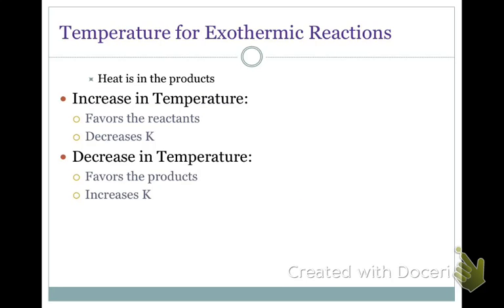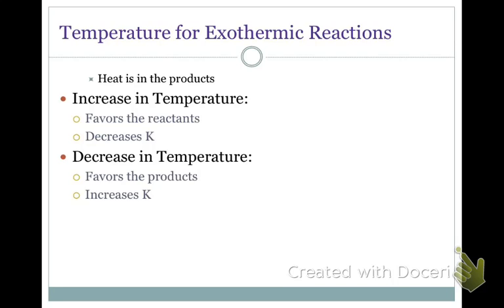So here we're going to talk about temperature. So for exothermic reactions, the heat is in the product. So you might see kilojoules, joules, kilocalories, any of those values, and those would be for the products. If they give you a delta H value, it should just be a negative delta H value because you know that's going to be exothermic.